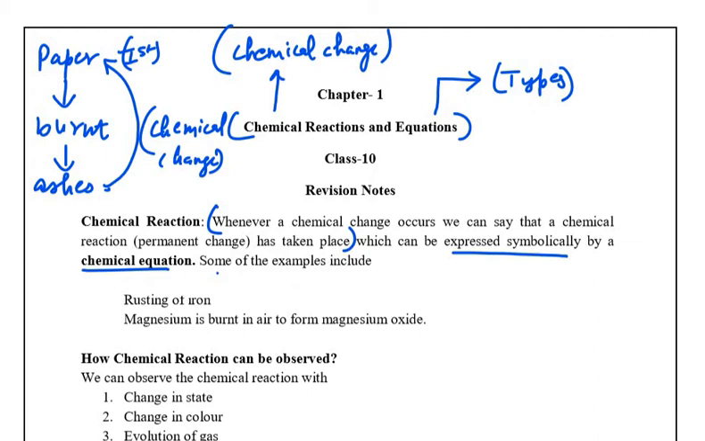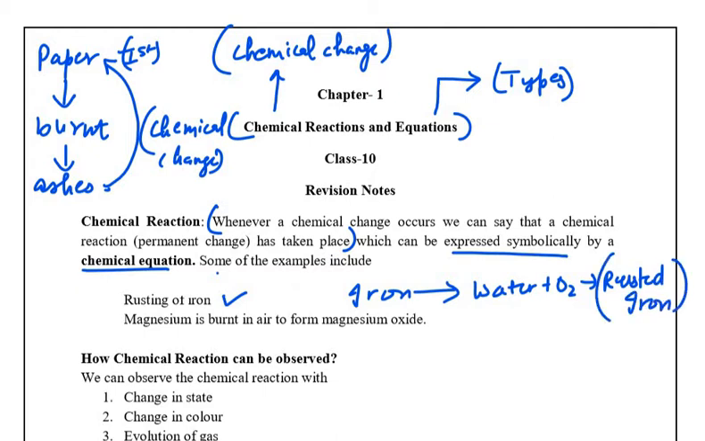In this we are given two examples. The first is rusting of iron. If we have iron initially and it comes into contact with water and oxygen, in turn we get rusted iron. Now when we have rusted iron, we can't come back to the first state again. Therefore we consider this change a chemical change.